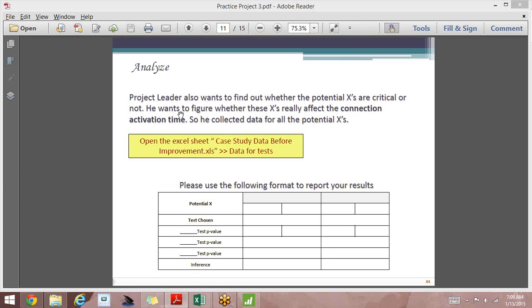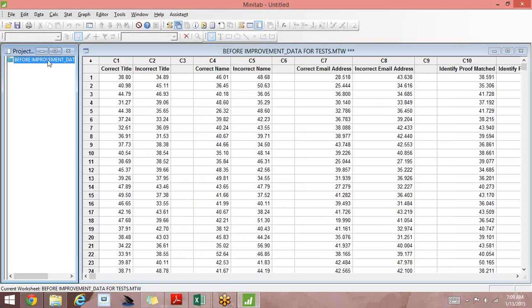Alright. So in this case study, we were at the analyze phase where we had to analyze what are those critical X's which are actually significant for us in the further analysis. So we've identified various inputs which are going to influence our output, which is connection activation time. Right, so what are those various inputs they have given to us?